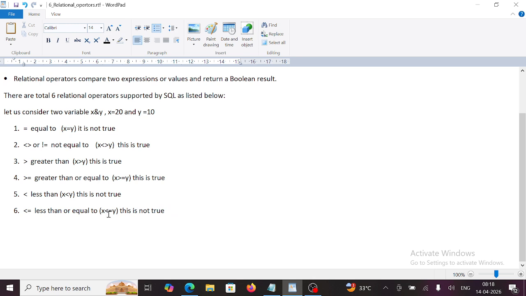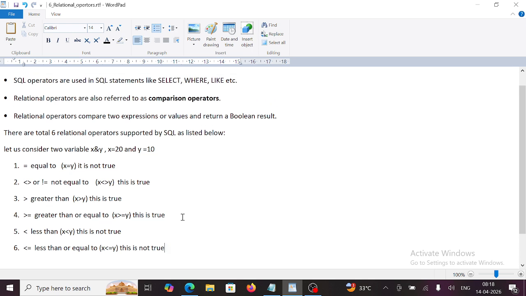One more thing: if x is 20 and y is also 20, with less than or equal to, both are the same. Even though x is not less than the y value, the or equal to is there, so it will result in true. This is how these things work.